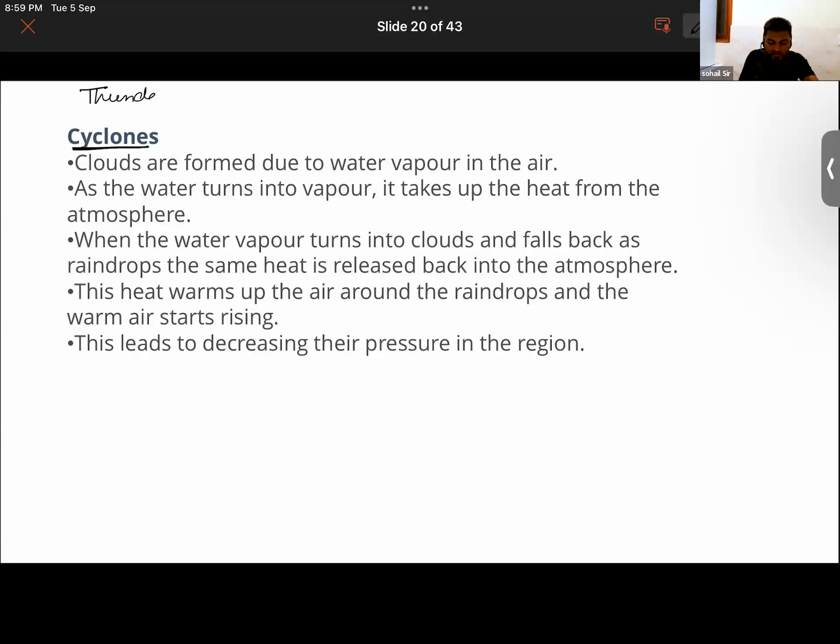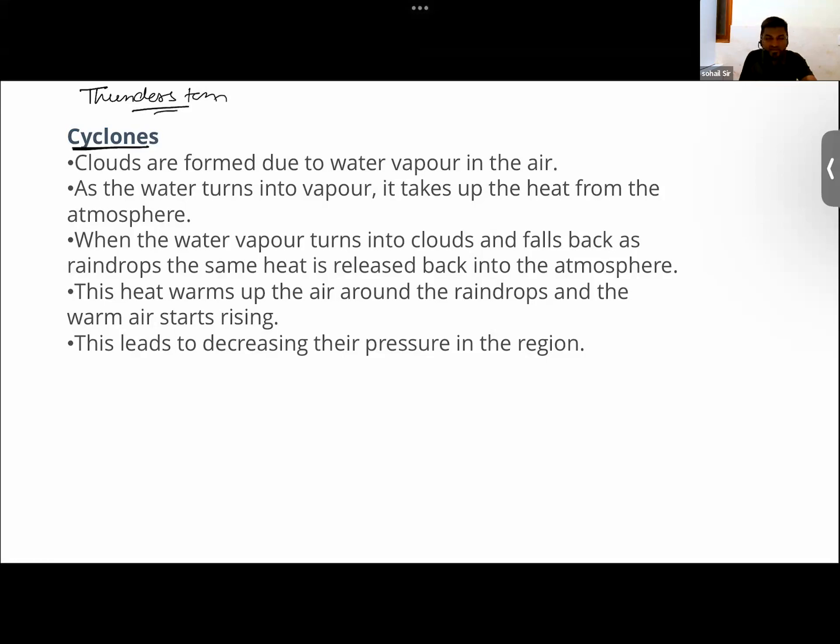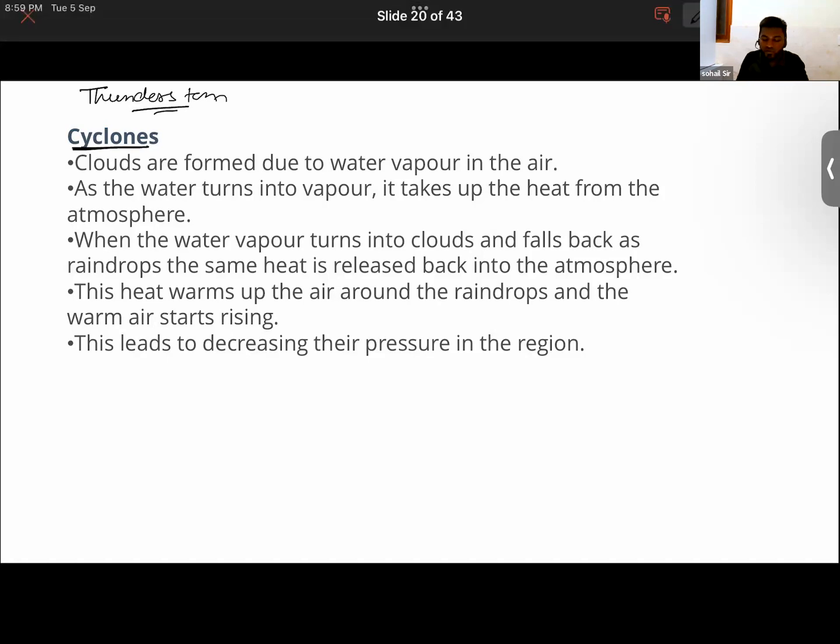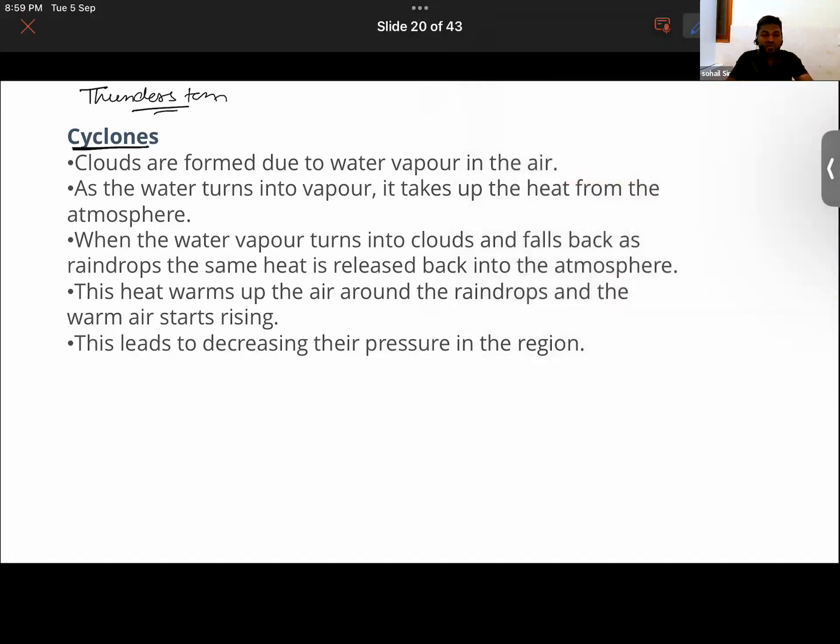Earlier it is a thunderstorm. A cyclone begins as a thunderstorm, so a thunderstorm converts into a cyclone. During a thunderstorm, what happens? Water releases heat when it changes from water vapor to rain in the atmosphere.